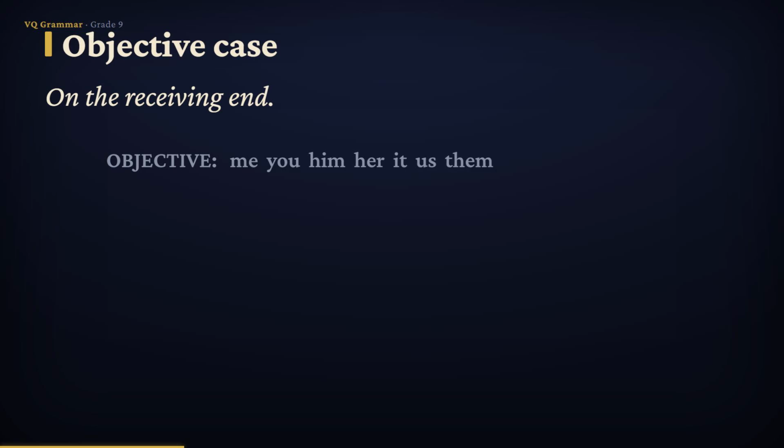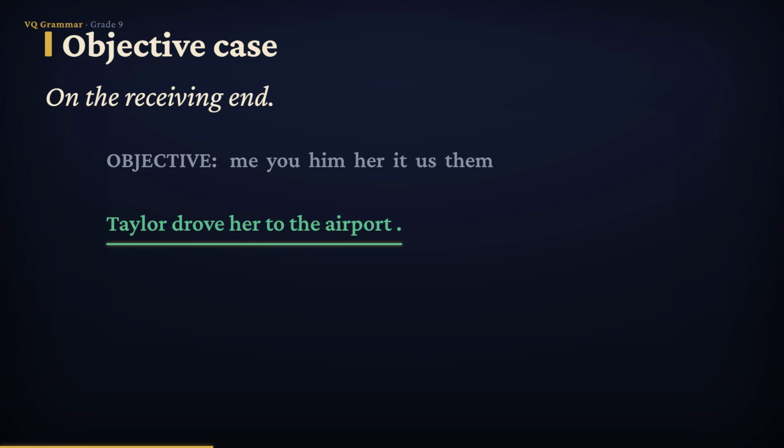Case number 2 is the objective, the object case. Its members are me, you, him, her, it, us, and them. You use this form whenever the pronoun is on the receiving end of the action, and that happens in 3 ways. First, as a direct object. Taylor drove her to the airport. Her receives the action of drove. She's the one being driven.